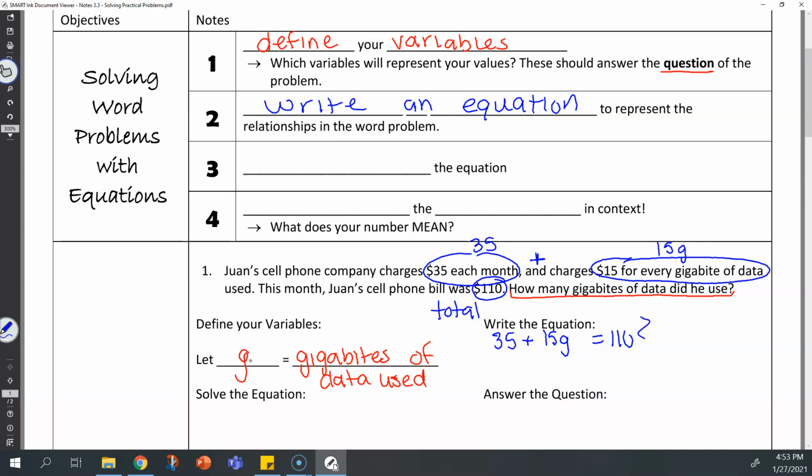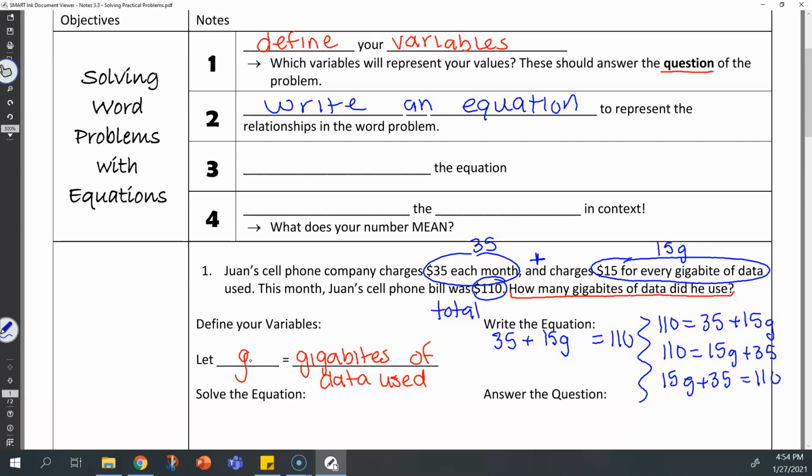Now, your equation may not look exactly like this one. You may put your 110 on the left side. Still alone, but just on a different side of the equation. That's fine. And then I've still got my $35 plus my 15 times however many gigabytes. But also remember that the commutative property tells me that 35 and 15g can switch places. So if you wrote 110 equals 15g plus 35 because you like your variable term to come first, that's fine. If you do 15g plus 35 equals 110, that's fine.